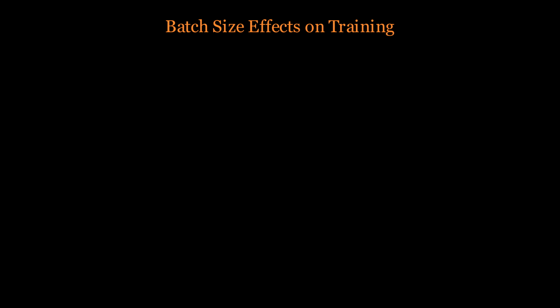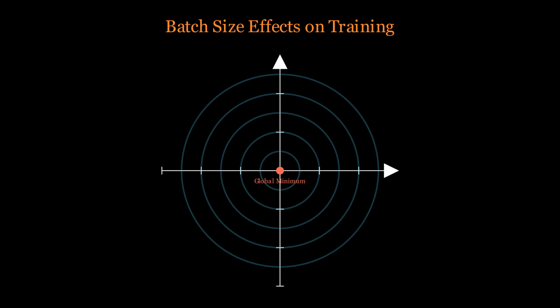Let's visualize how batch size affects the training process. We'll show gradient descent paths for different batch sizes to understand their impact on convergence. This loss landscape shows how different batch sizes affect the path to the optimal solution. The contour lines represent different loss levels, with the red dot being our target, the global minimum. Watch how different batch sizes create different convergence paths.